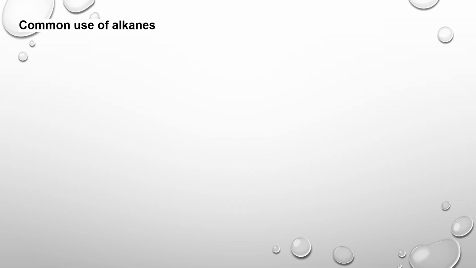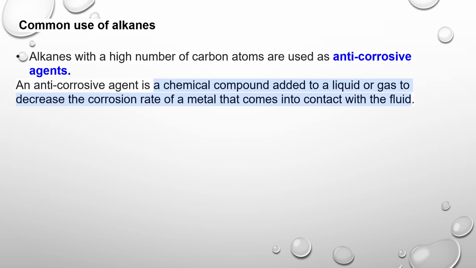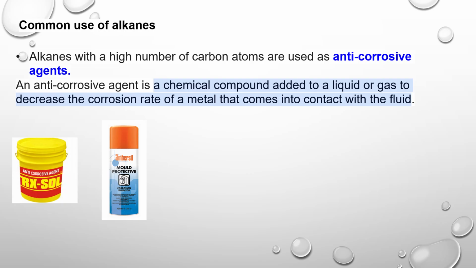Before we delve into the chemistry of the alkanes, let's take a look at some of the common uses of alkanes. So the first one that you might be familiar with is an anti-corrosive agent. You might be asking, what is an anti-corrosive agent? An anti-corrosive agent is a chemical compound added to a liquid or a gas to decrease the corrosion rate of the metal that will come in contact with the fluid. So basically it is to prevent corrosion. It can come in the form of an aerosol or a liquid.